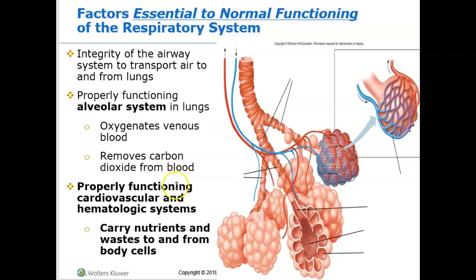So you have to have properly functioning cardiovascular and hematologic systems in order for that to happen. When I say hematologic, I really kind of mean mostly plasma and your hemoglobin and hematocrit. Remember, hemoglobin and hematocrit, and actually plasma as well, carry oxygen. So this carries nutrients and waste to and from body cells.